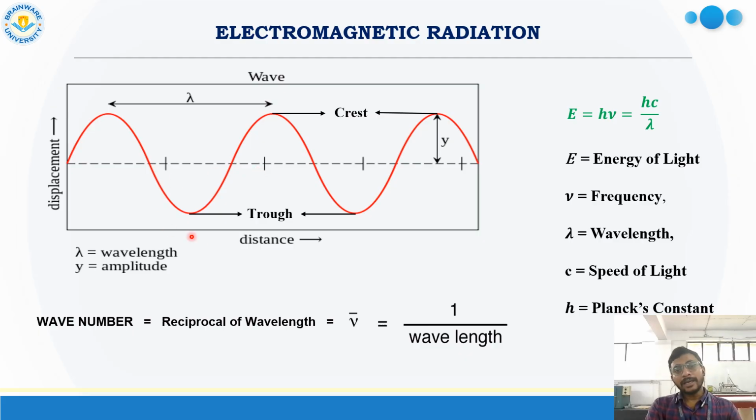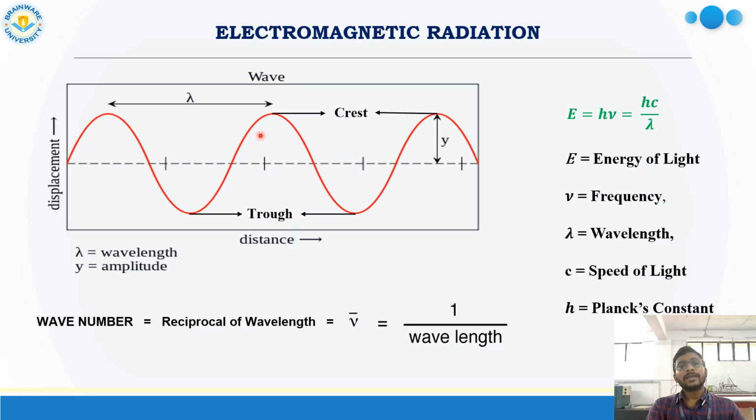Then we have frequency. Frequency is the number of complete waves per second. And another important factor is wave number. Wave number means the number of complete waves per unit length. Unit length can be a centimeter or a meter. So in 1 centimeter, how many complete waves are present? In 1 meter, how many waves are present? That is what a wave is.